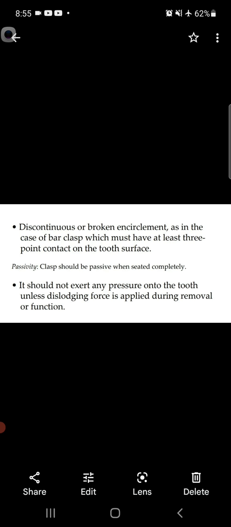This is all about the retainer. In the next video, we will discuss circumferential clasp and its types. Now, today our topic is complete.